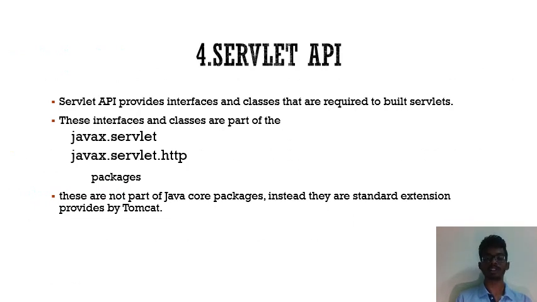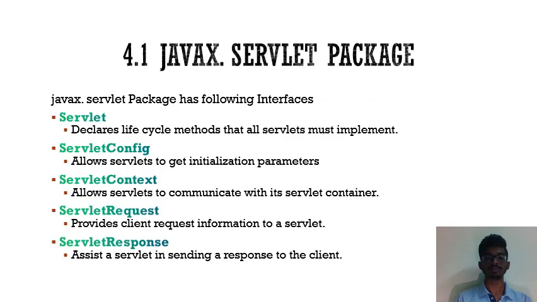Now let us have a general look at the API structure. The servlet API mostly consists of 2 main packages which are sub-packages of the javax package. Javax has extension packages such as javax.servlet and javax.servlet.http. These are not part of the Java core packages. Instead, they are standard extensions provided by the Tomcat server.